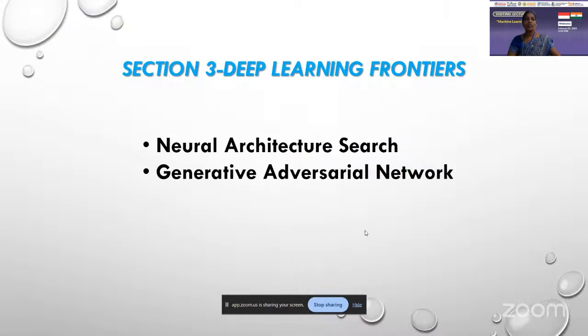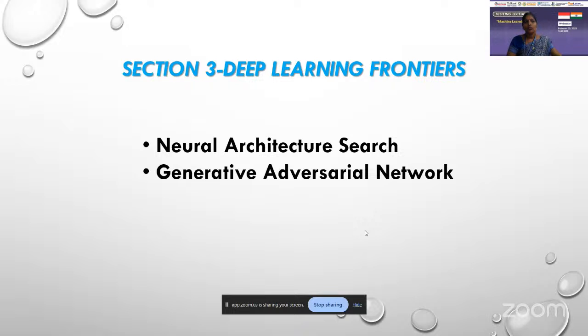And then next comes the deep learning frontiers. Under deep learning frontiers, we'll focus on neural architecture search and generative adversarial networks. What I mean by neural architecture search is that it automates the design of neural network architecture to improve performance. The main goal is to find an optimal or near-optimal architecture that outperforms manually designed ones.